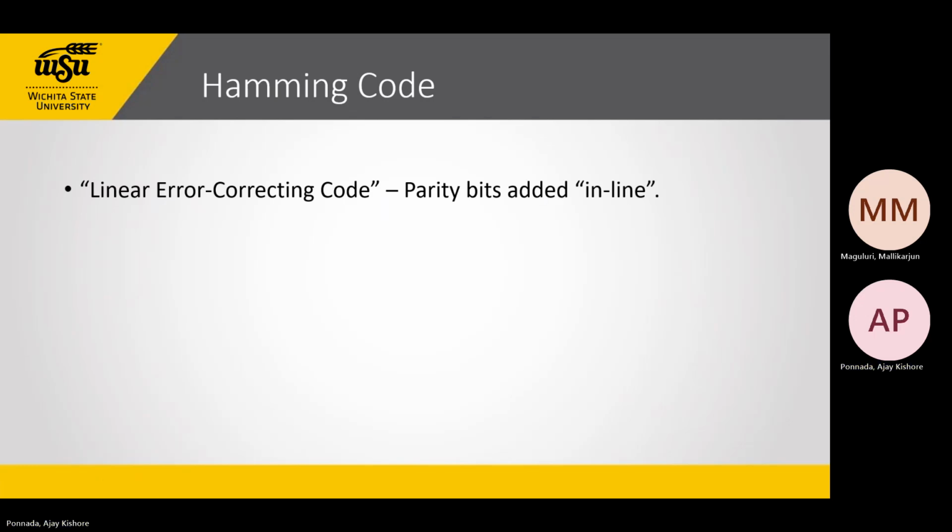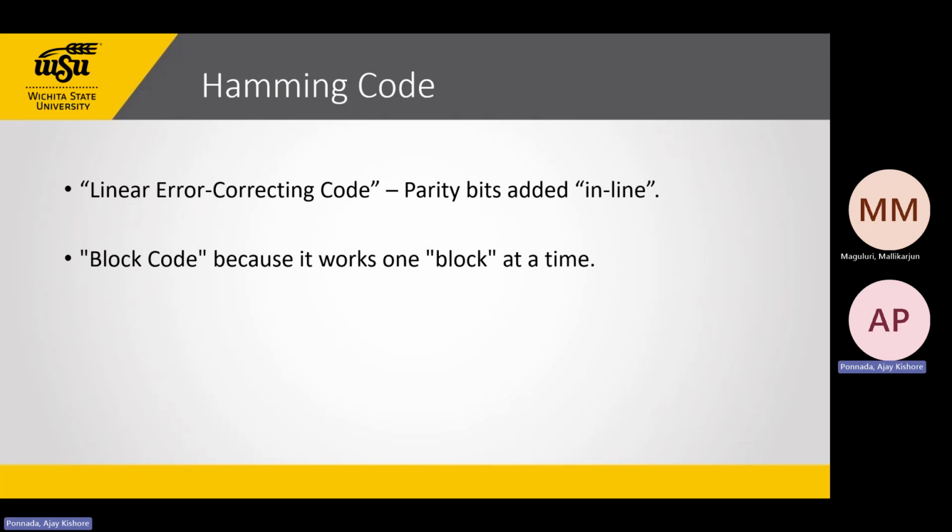Hamming code. So linear error correcting code. It corrects the errors in our code. So parity bits are added in line. We're going to have our data bits and we're going to add parity to our data bits. It's a block code, because it works one block at a time.